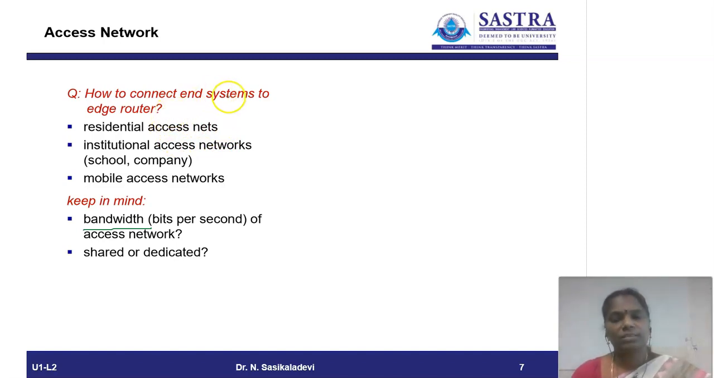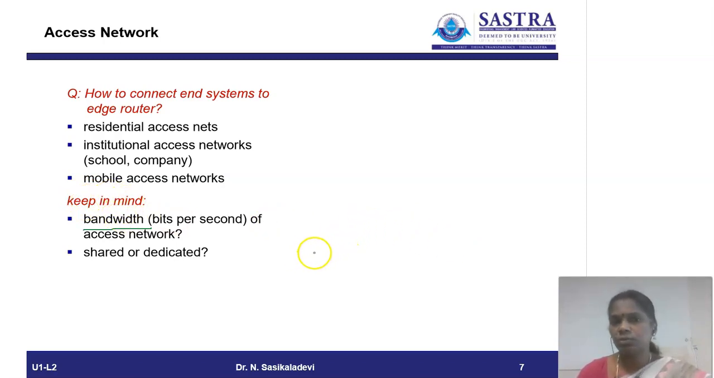If you are accessing HTTP, the bandwidth requirement is different. If you are doing a video conferencing application, or executing a VoIP application, the bandwidth requirement is different. So we are going to discuss the bandwidth availability of each and every access network: local area network, residential network, or mobile network. And in the residential and institutional access networks, some of the channels are shared channels, and some of the channels are dedicated channels.